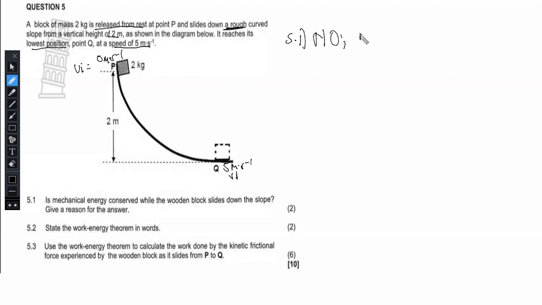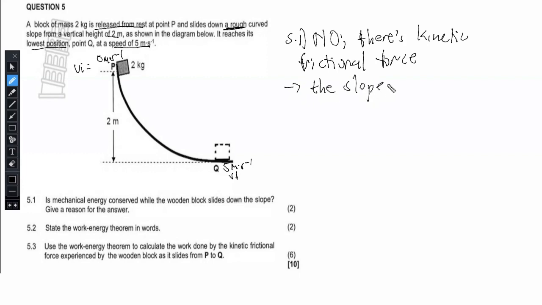Why? Because there is kinetic frictional force. Or you can say the slope is rough. The slope is rough. Obviously, the fact that the slope is rough means that there is frictional force.